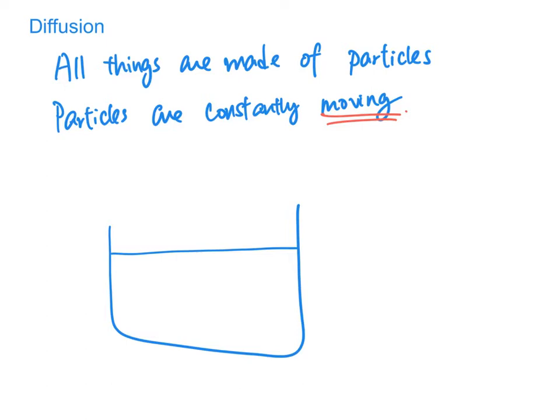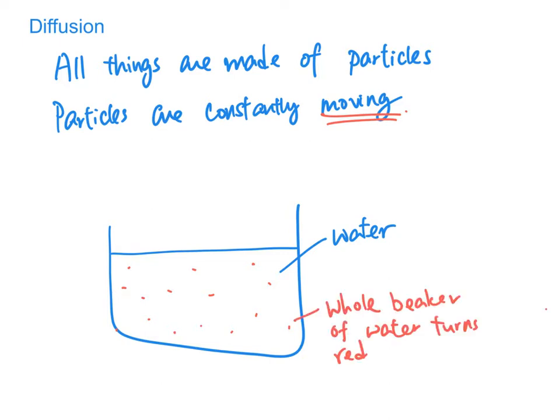Now, let's think about this experiment you have probably forgotten. Here is a beaker of water, and in the beaker of water, there are some colored salts added. Now, after some time, even if you don't stir the mixture, the color is going to spread throughout the whole of the beaker. So the whole beaker of water will turn red. Why is this the case?